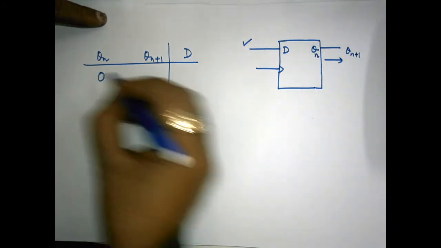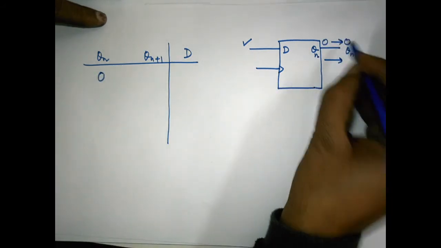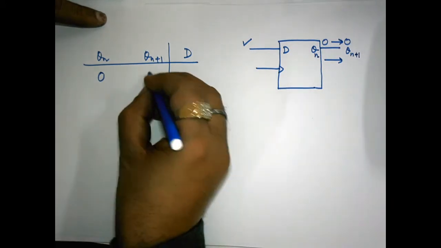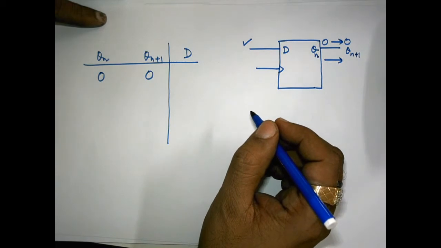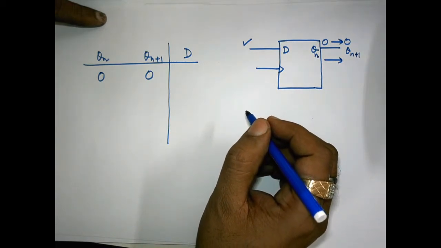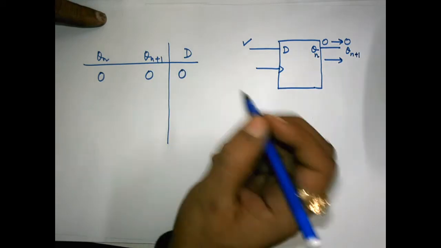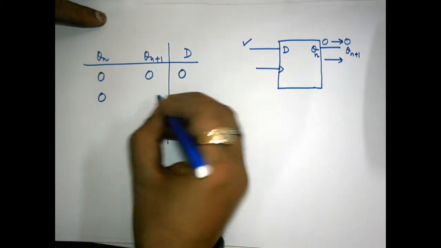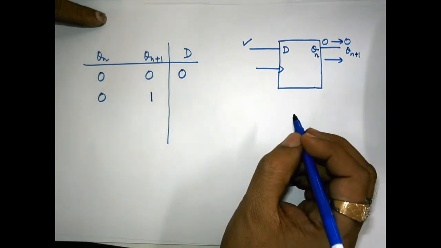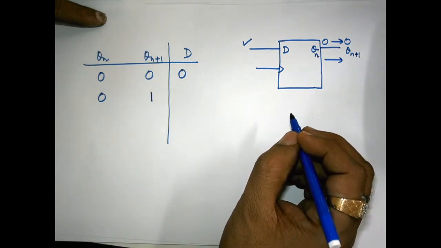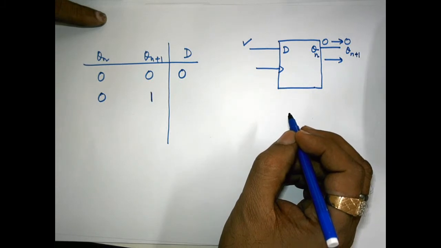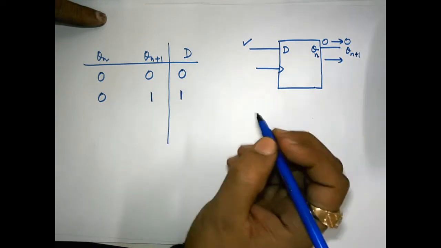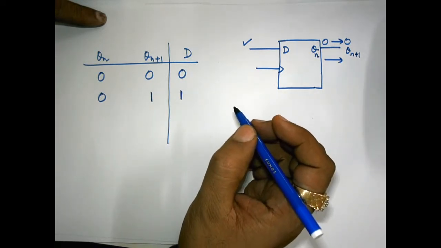If Qn is 0 and we are willing to make it 0 in the next state, what should be applied at D? To achieve this, definitely we have to apply 0. Suppose Qn was 0 and we have to change it to 1, so what should be applied to the D? 1. Getting my point?